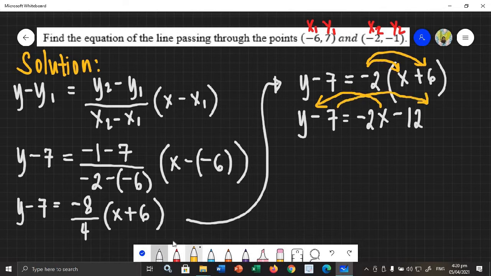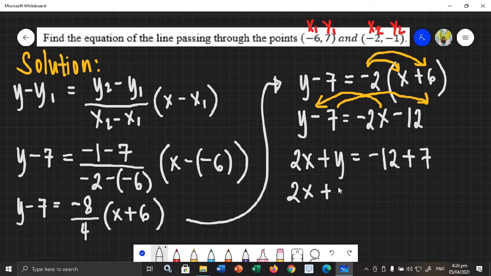Okay? And then, pag transpose natin si negative 2x, it will become positive 2x na. Diba? And then, si y, nagstay lang si y dyan. And y is positive. So, just write 2x plus y. And then, we have equals negative 12. Tinranspose natin dito si negative 7, kaya siya naging positive 7. So, now, computein natin yung right side ng equation. We now have 2x plus y, negative 12 plus 7. That will be equal to negative 5.